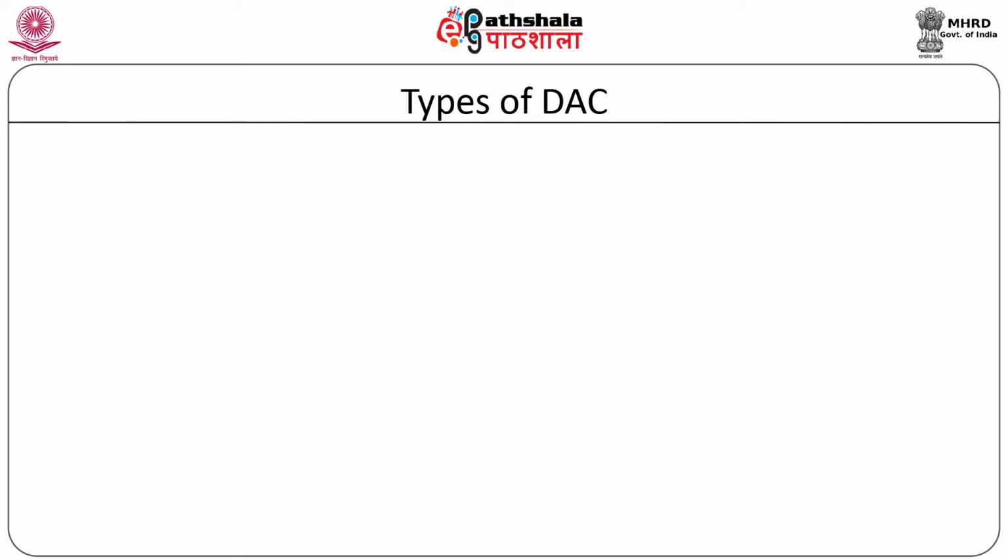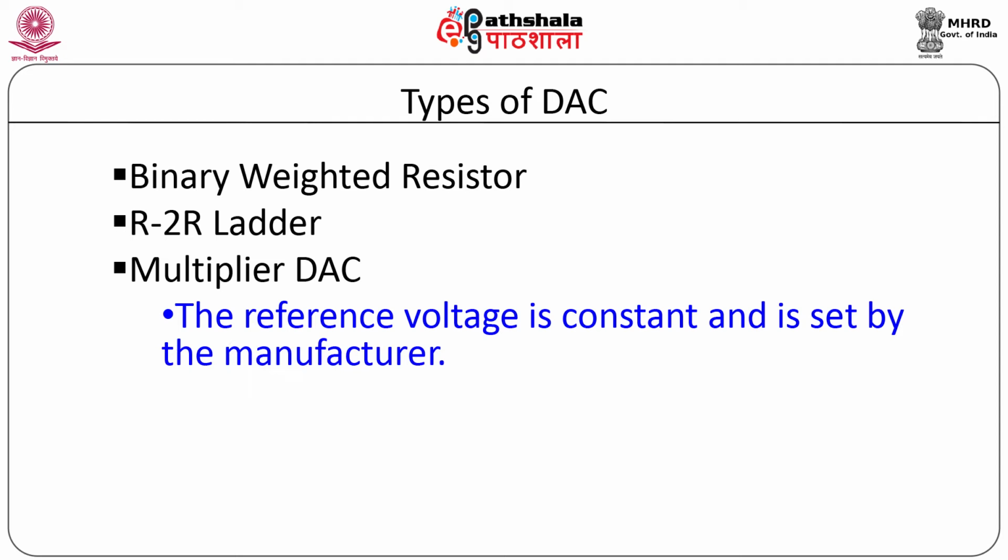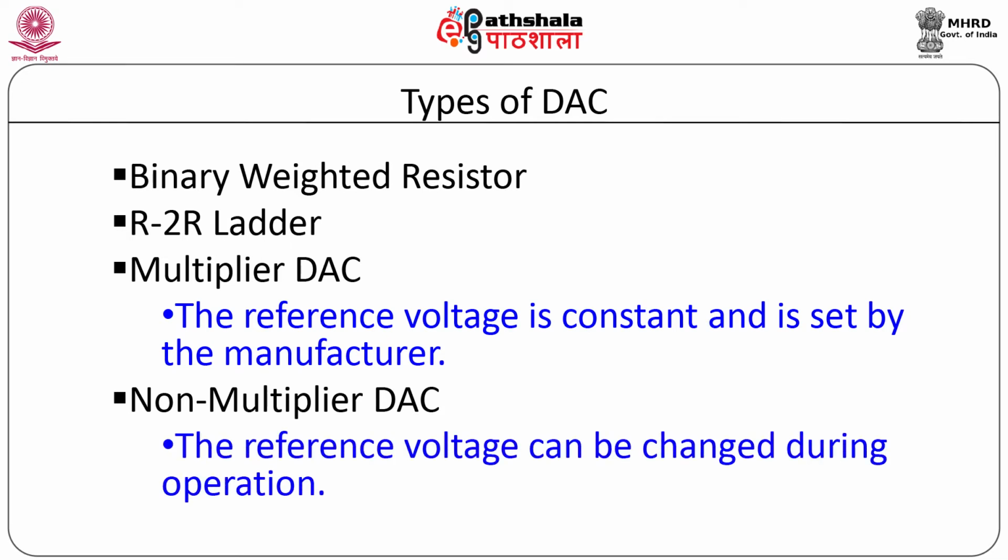To convert such a digital signal into equivalent analog voltages, there are different methods. Primarily, there are two methods. They are known as binary weighted resistor method and the R2R ladder network. Besides that, there are two more modifications in these methods, and they are multiplier DAC, where reference voltage is constant and it is set by the manufacturer, whereas in case of non-multiplier type DAC, the reference voltage can be changed during its operation.